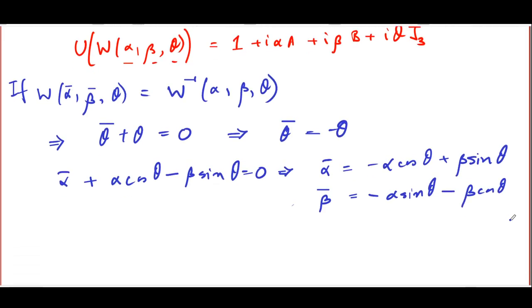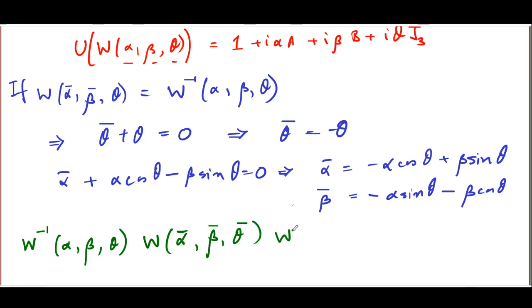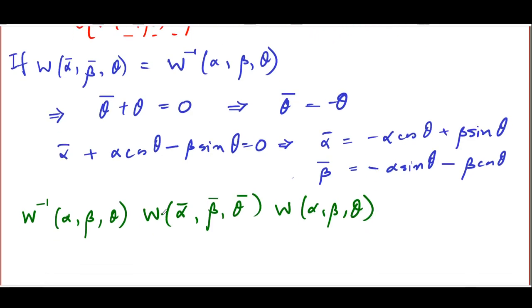We need this simply because what we are going to do next is use our standard similarity transformation. This is exactly what we did when we figured out the Poincaré algebra from the Poincaré group composition rule, and essentially the same kind of calculation. What we are going to do is look at W inverse alpha beta theta, W alpha bar beta bar theta bar, times W alpha beta theta. And I don't really want to burden you with the details of the calculation. It's just mere algebra, which you can always check out yourselves.